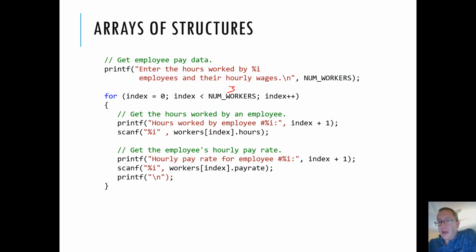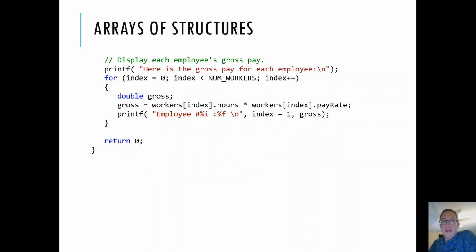So worker at index 0, I get the number of hours. Then I get the pay rate for worker 0. And then I print out a new line, go around again, get the information for index 1, get the information for index 2. With a for loop and an array of structures, I can get all the information for all the various structures. Well, and we can go from there, and I could say, okay, let's print off the gross pay for each employee, and so I can access and print off information about the structures.